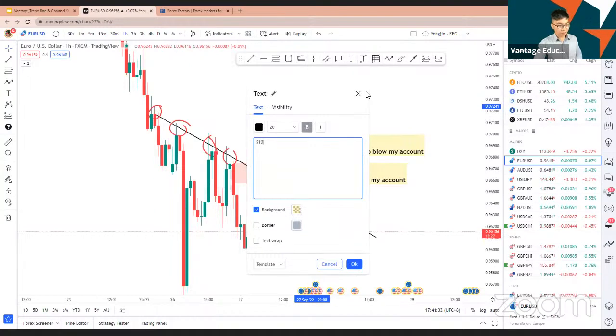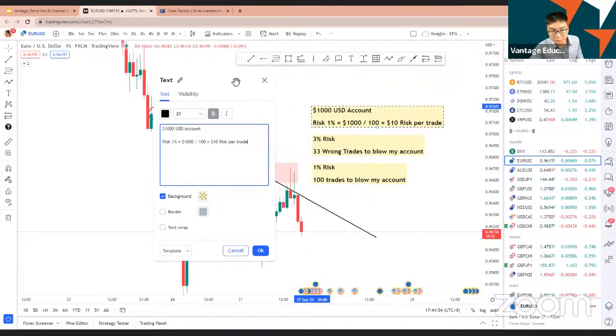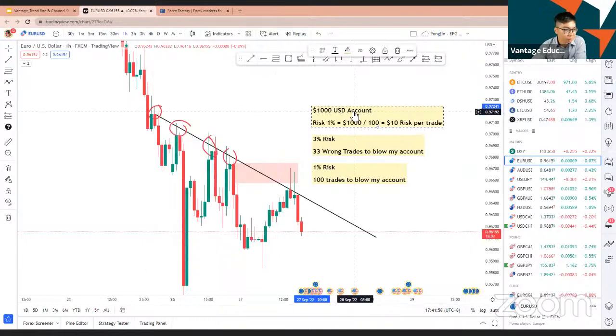So let's say you have a $1,000 USD account. You want to risk 1%. So it will equal $1,000 divided by 100, which equals $10 risk per trade. So how do we calculate the pips? The stop loss, the number of pips.